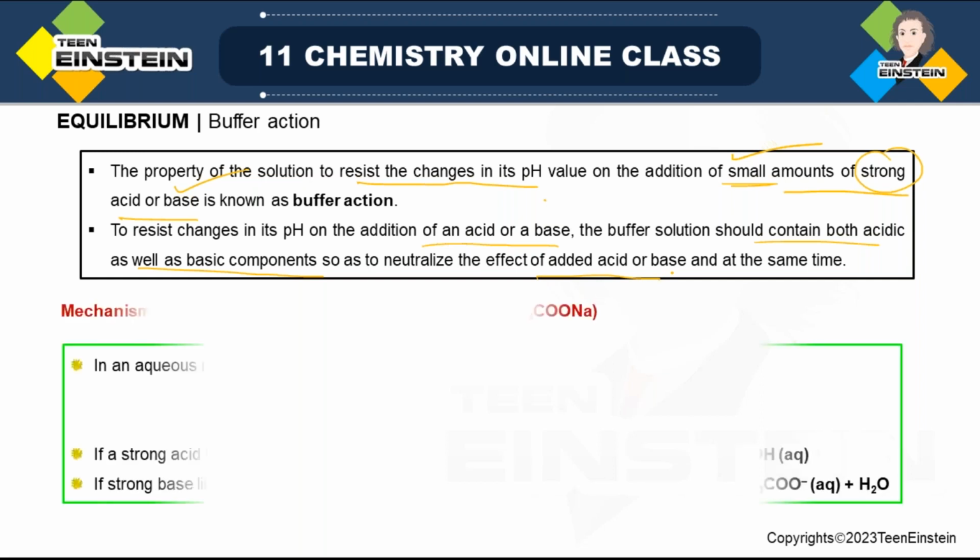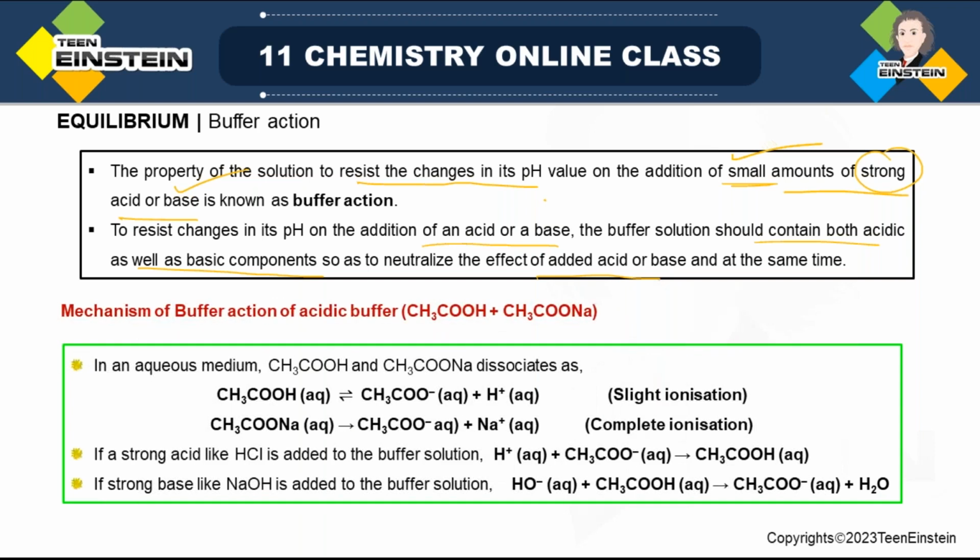Right, now we will see how it is doing this. We have seen two examples: one is the acidic buffer, another one is the basic buffer. First we'll see the acidic buffer, like the acetic acid and sodium acetate combination, and how it shows this buffer action. But before that we have to understand how the salt and the weak acid that you have taken dissociate in the aqueous medium.